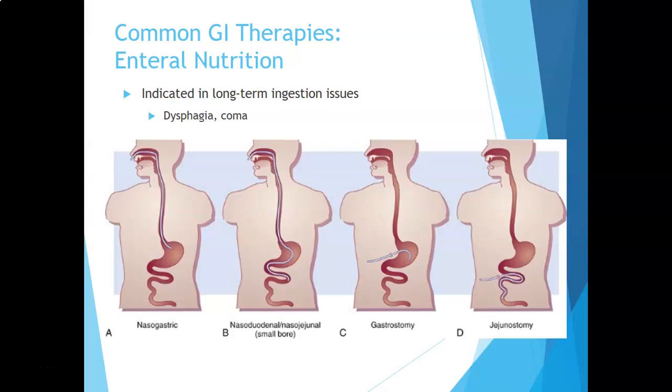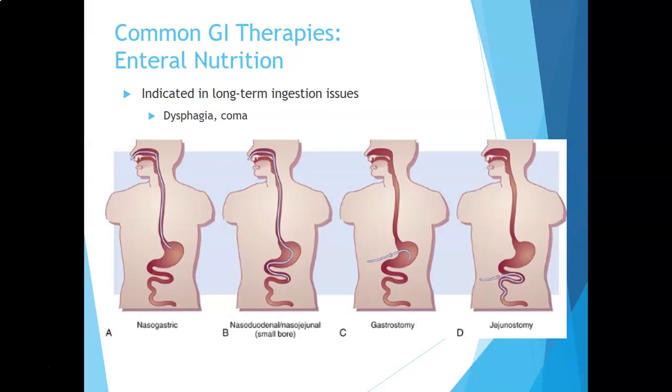So here are some common enteral feedings. If a patient has long-term difficulty taking food in orally, if they're in a coma or have dysphagia from a stroke, enteral feeding is indicated. This means that a person can still digest food, they just can't necessarily swallow it.